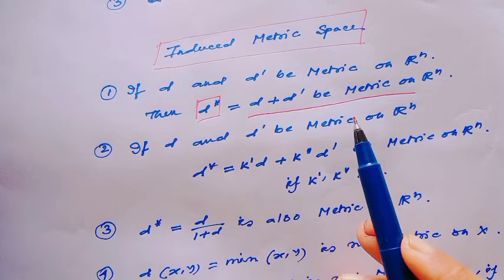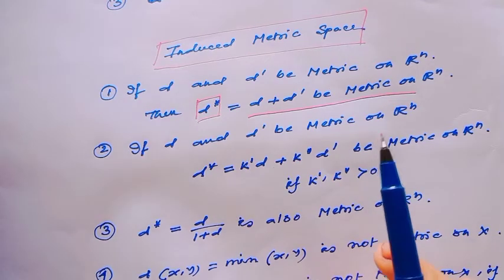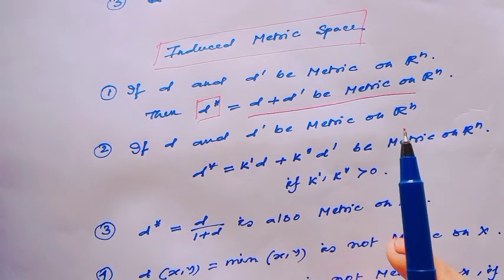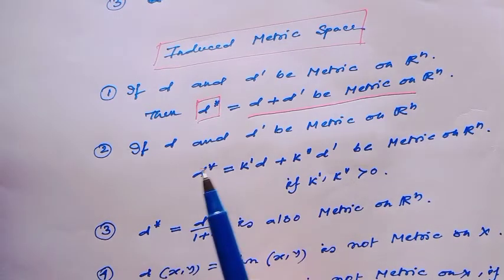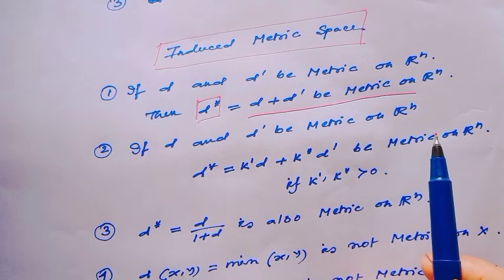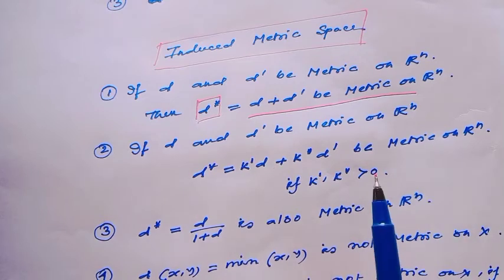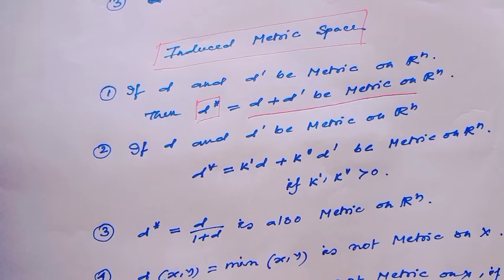But at first I highly recommend that if you haven't seen my previous video, you see it first. Second, I had seen if D and D dash are metrics on Rn, then any scalar multiplication of the metric is also a metric on Rn. Also I had seen if D is a metric on Rn, then any scalar multiplication is a metric on Rn.